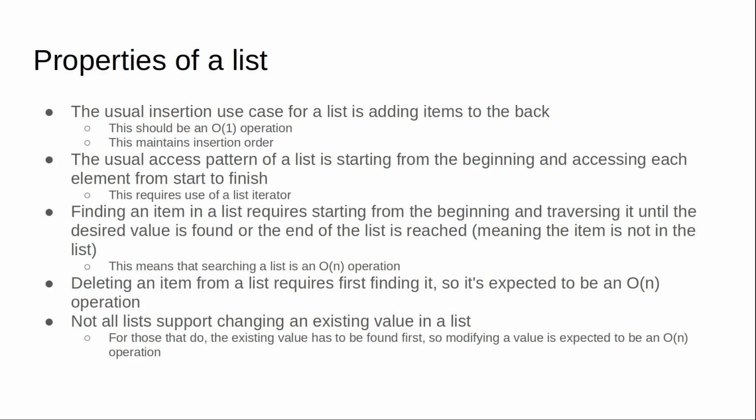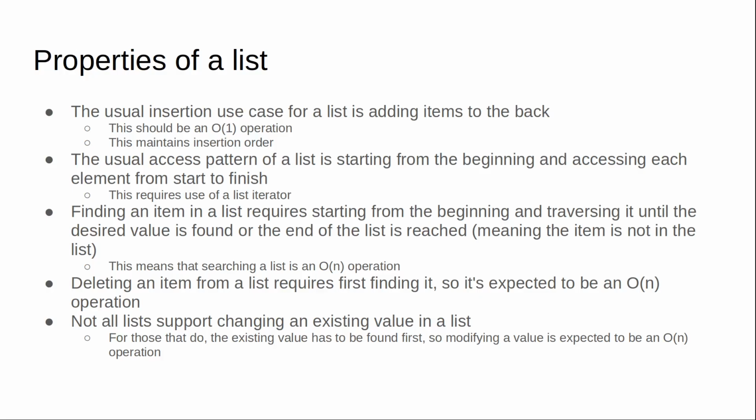Finding an individual arbitrary item in a list requires starting at the beginning and going until we find the item or until we reach the end of the list, meaning that the item is not in the list. Okay, so this means that searching a list is an order n operation because it scales directly with the number of items that are in the list.